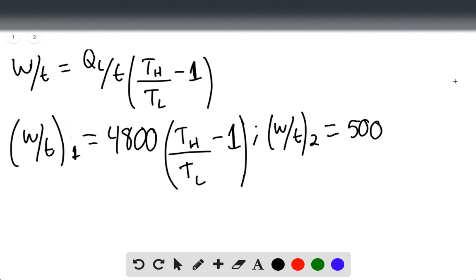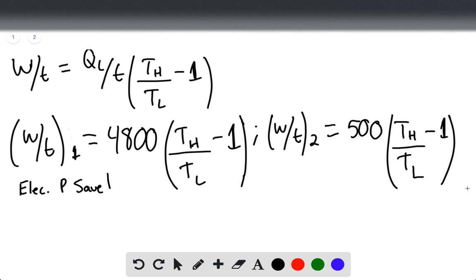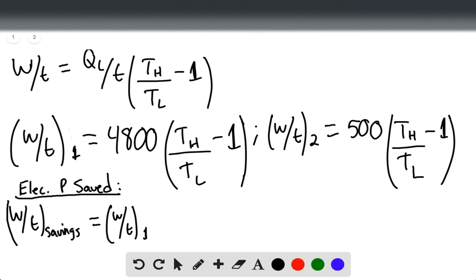So now we're going to be using Q sub L divided by time for 2, and this will be equal to 500, and again, T sub H over T sub L minus 1. And at this point, we find that the electrical power saved, the savings, is going to be equal to work over time 1 minus work over time 2.